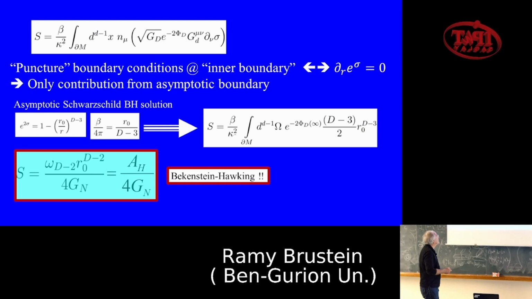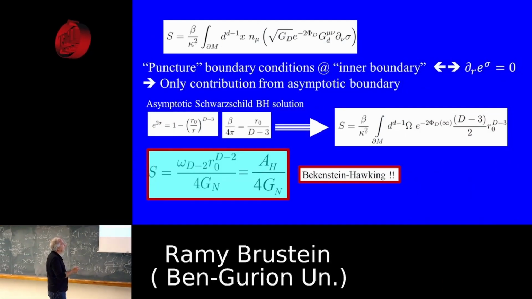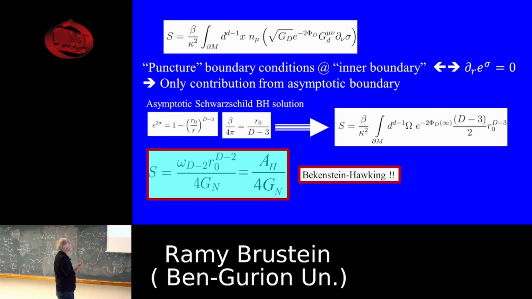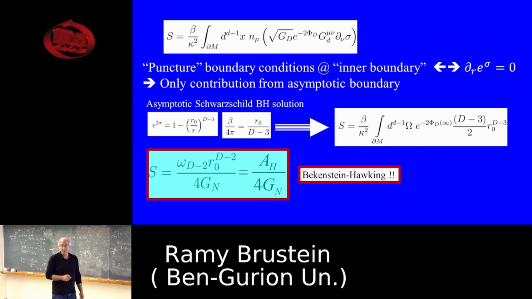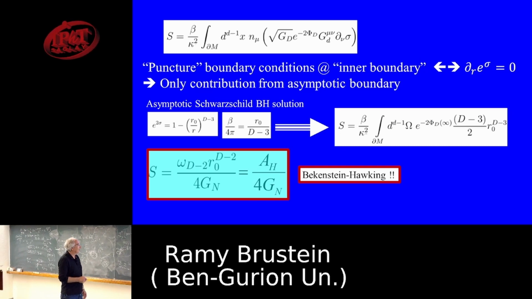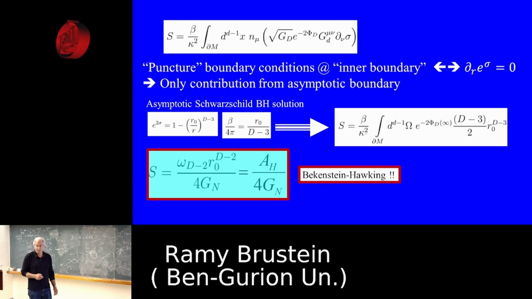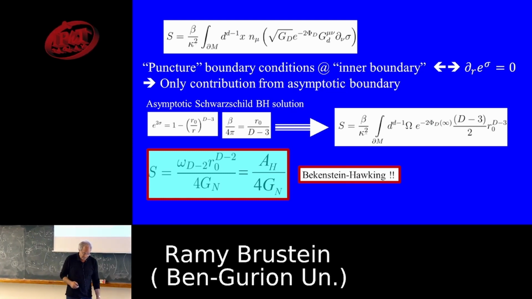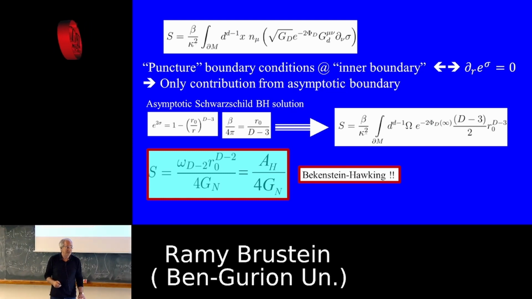And then, okay, so I assume that there's no contribution. We call it puncture boundary conditions because of reasons that will become clear later on. So the only contribution is coming from the asymptotic region. And we know how the asymptotic region behaves. We plug in the asymptotic behavior, and we get the full exact entropy of the black hole. Okay, so that's the end of the magic trick.